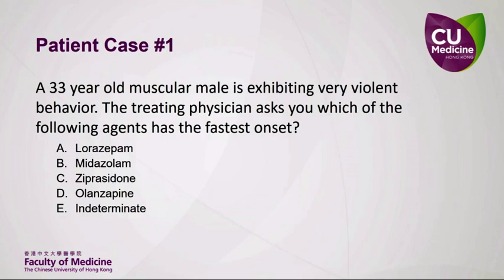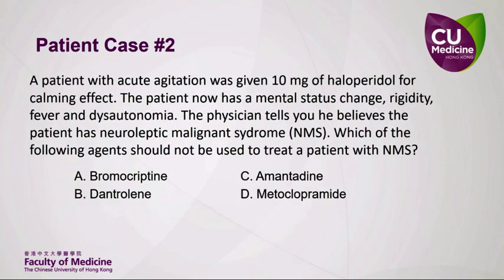So patient case 1. A 33-year-old muscular male is exhibiting very violent behavior. The treating physician asks, which of the following agents has the fastest onset? Is it lorazepam, midazolam? Is it ziprasidone, olanzapine, or there is no clear difference in time of onset between these agents? So answer E is correct. Some believe benzodiazepines such as midazolam may be faster, but the literature to support that is not strong.